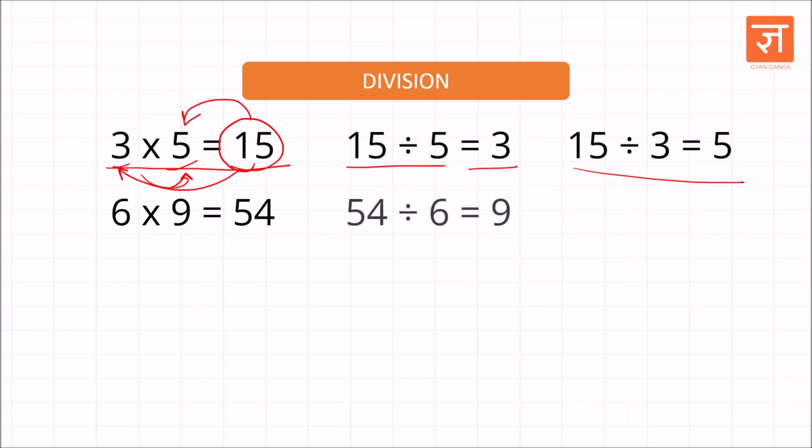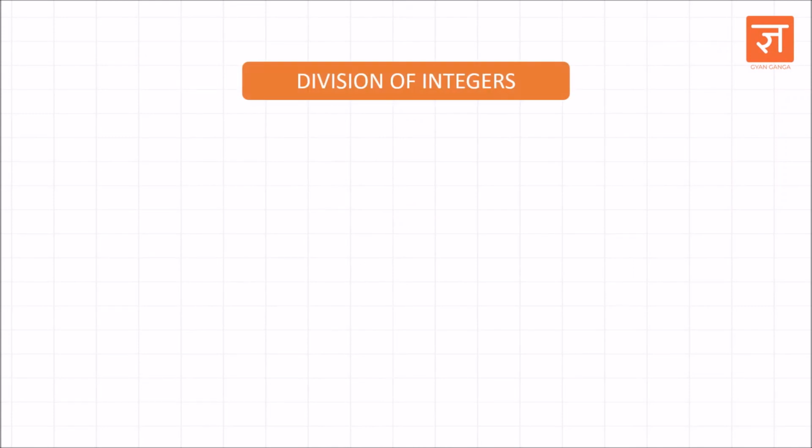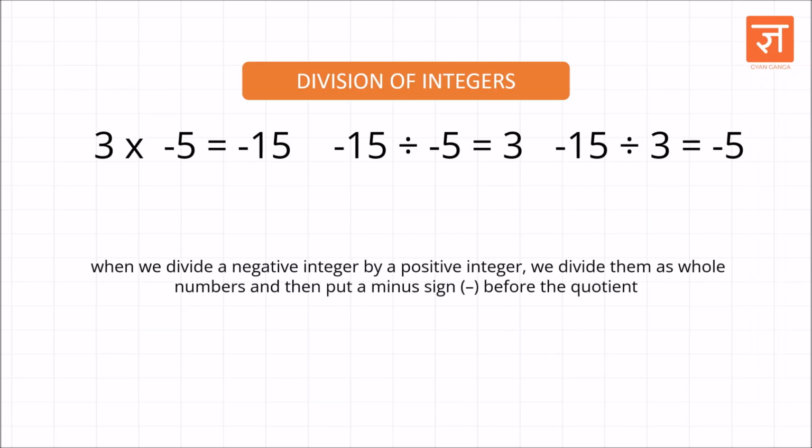Now division of integers. We have 3 into minus 5 is equal to minus 15. Minus 15 divided by 5 is equal to minus 3, and minus 15 divided by minus 3 is equal to 5. Clear? A divided by minus B is equal to minus C, and minus A divided by minus B is equal to C. Minus minus again cancelled. In this case the minus minus got cancelled, we got the 3. Here we got minus as the result. Clear?